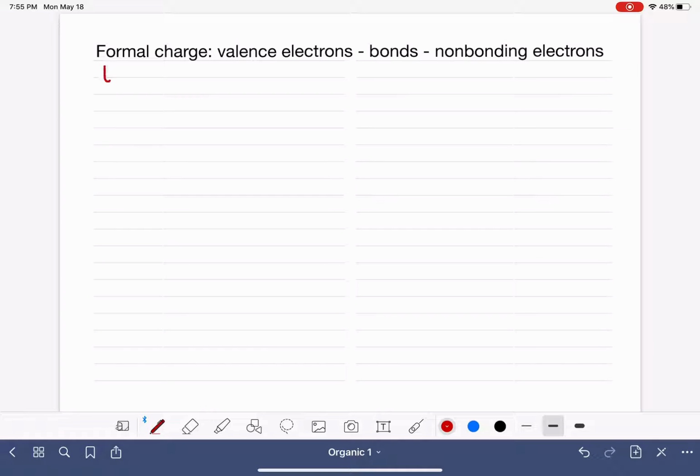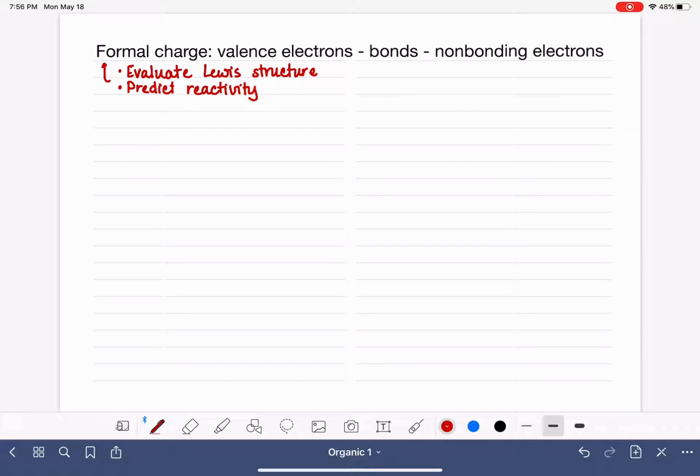So let's make a note. Formal charge has two purposes. One, it is used to evaluate a Lewis structure, and we'll practice doing that if you can't remember how that's done. And then also, formal charge objective number 2, it is used to help us predict a molecule's reactivity.